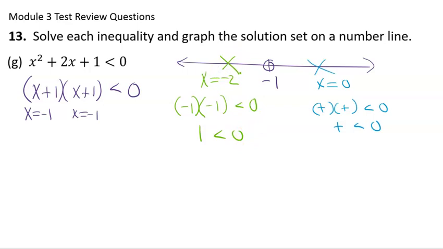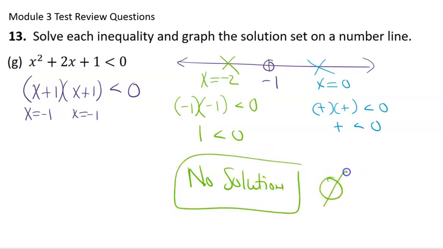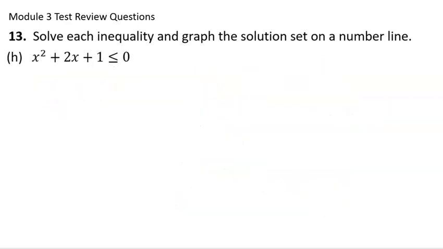And then when you take a look at your answer, absolutely nothing is shaded in, not even -1. Nothing is shaded in. So you know what that means? It means we don't have any solution to this. There are no numbers that will ever make this true. There's no solution, or the empty set. You don't have to put both. But there are no numbers that will make this inequality true. So that's it. Oh my goodness, it's not the last of the inequalities.